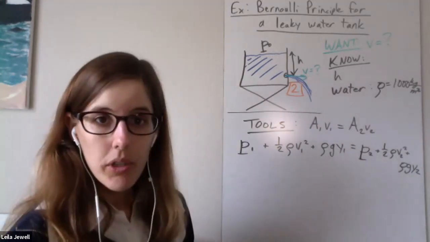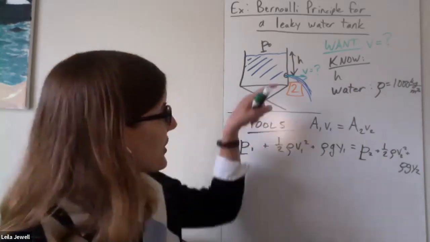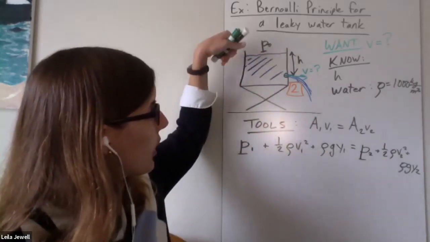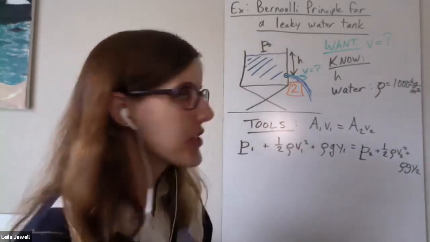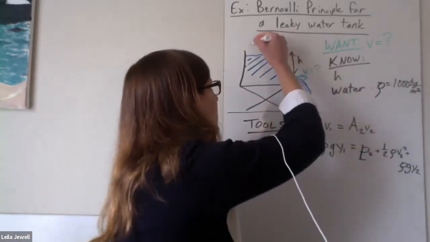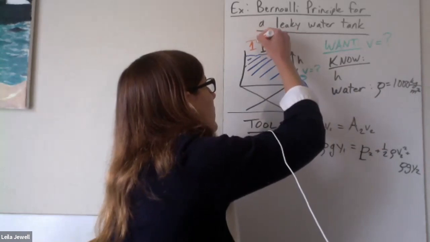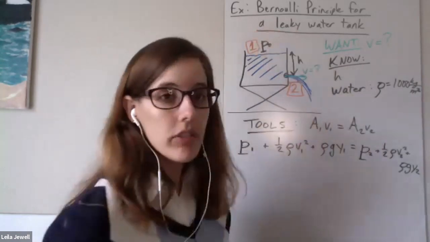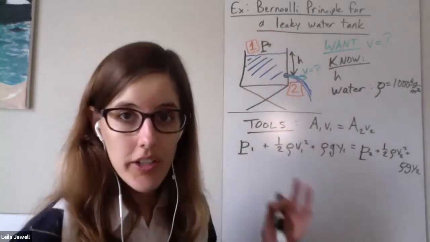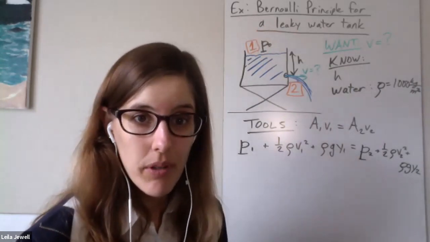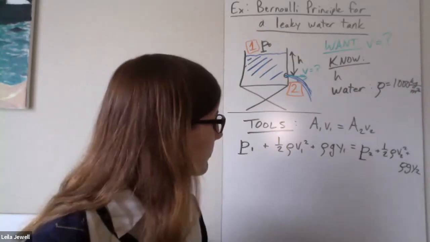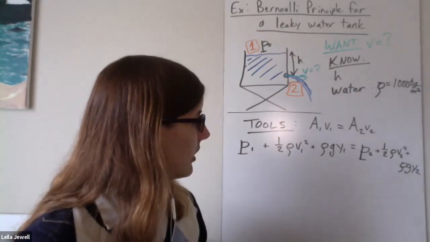Where do we want to put point 1? Well, since they give us this height to the top of the water that's an open water tank, that's going to be a good place for us to consider as point 1. So the top of the water level. And I encourage you to draw this into your pictures just so you don't get confused later. It helps you keep everything more straight. All right.